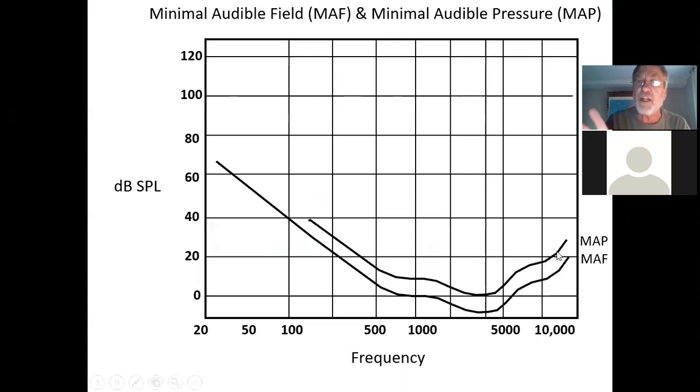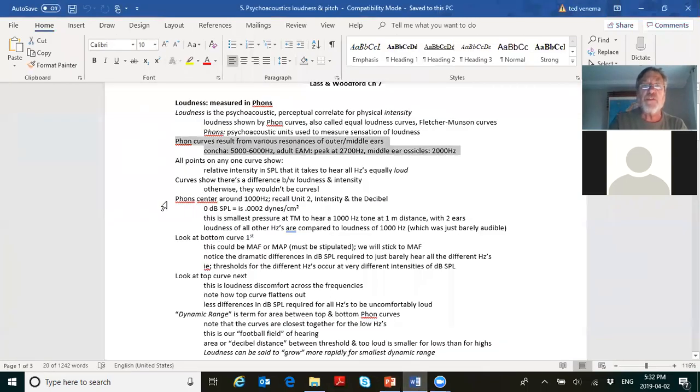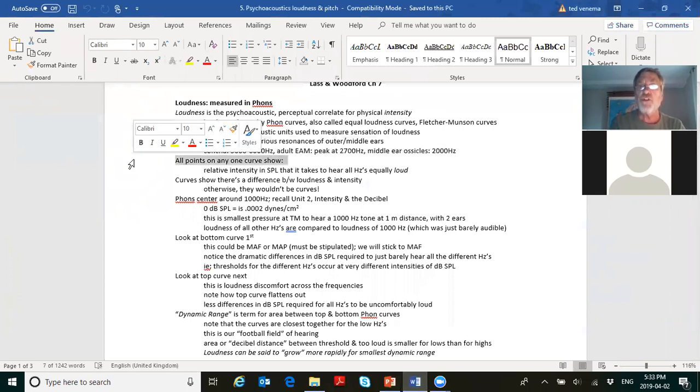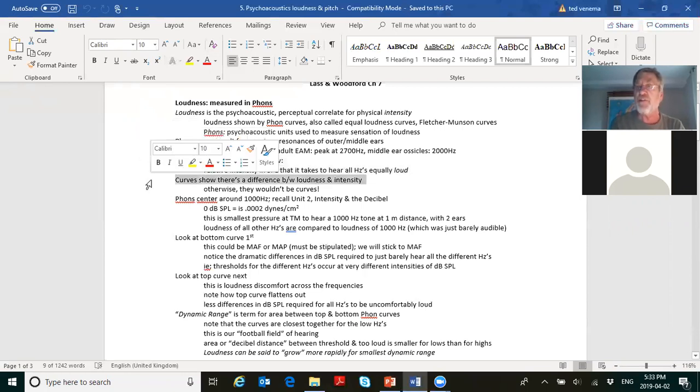At any rate, looking at our notes, the curves come from the resonances of the outer and middle ears. All points on any one curve show the relative intensity in dB SPL that it takes to hear all the different frequencies equally loud. The curves show that there's a difference between loudness and intensity. Otherwise, they wouldn't be curves. Think about it, it would all be flat. There's a difference between loudness and intensity.